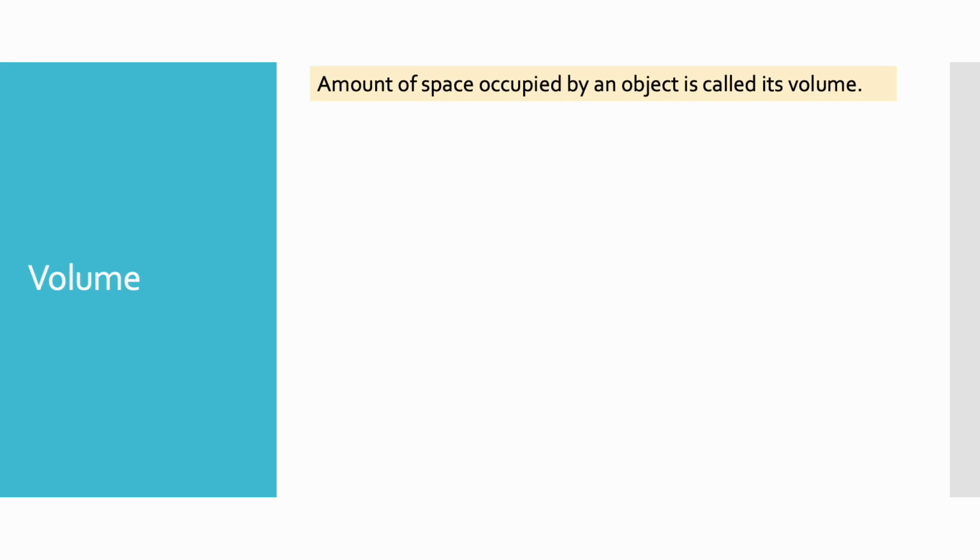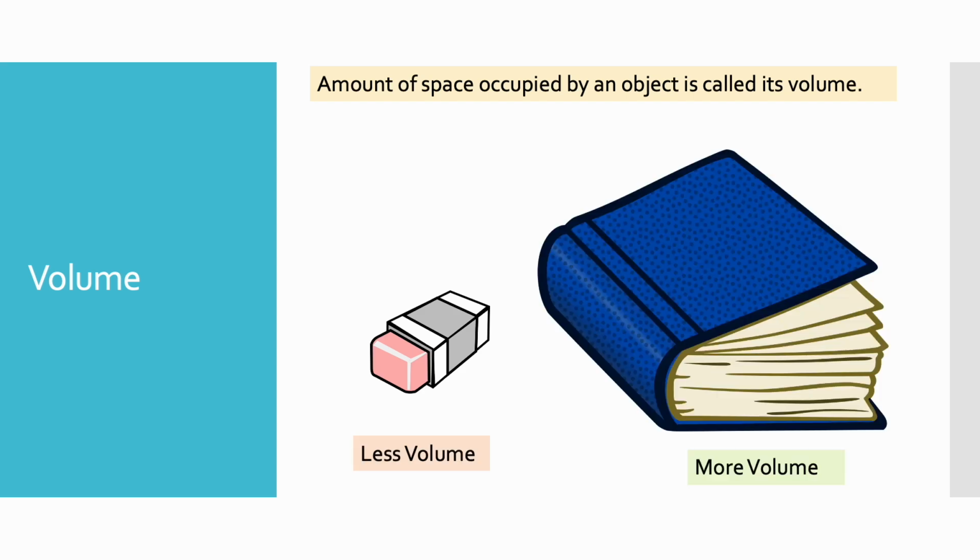Volume. Volume is the amount of space occupied by an object. Look at the two objects on the screen: an eraser and a book. Which one takes up more space? Yes, the book. So we say the book has more volume and the eraser has less volume. Remember, bigger objects usually have more volume because they occupy more space.